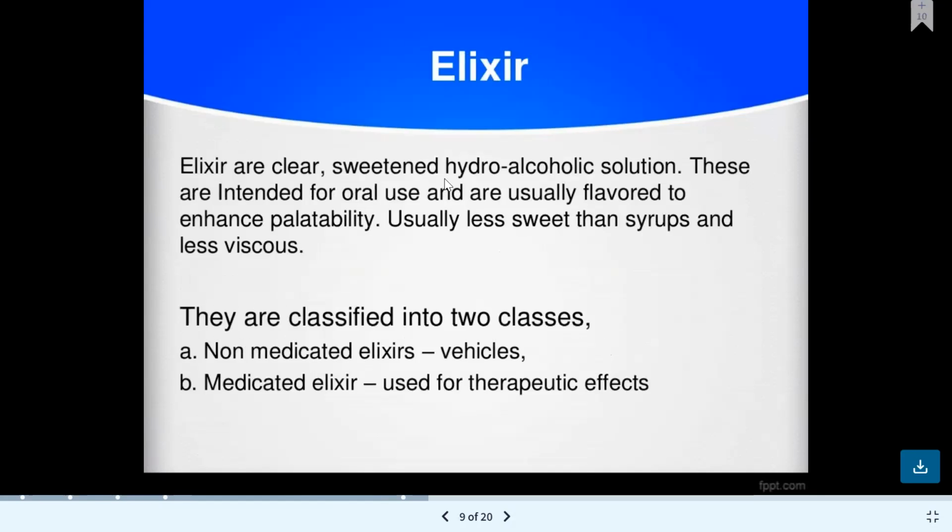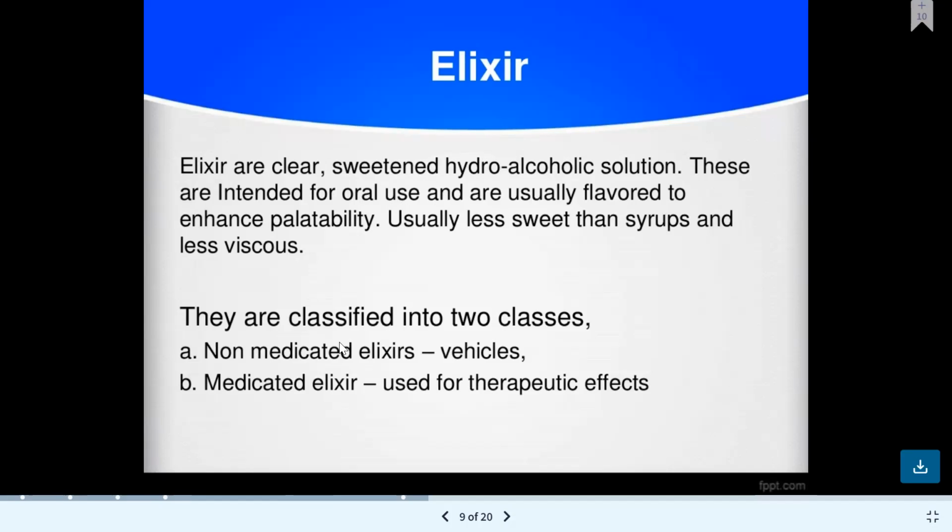The next one is elixir. Elixirs are clear, sweetened hydroalcoholic solutions. Hydroalcoholic means there will be alcohol as well as water. These are intended for oral use, and are usually flavored to enhance palatability. In some elixir solutions, flavor is also added for masking the unpleasant odor of medications. They are usually less sweet than syrups, and less viscous.